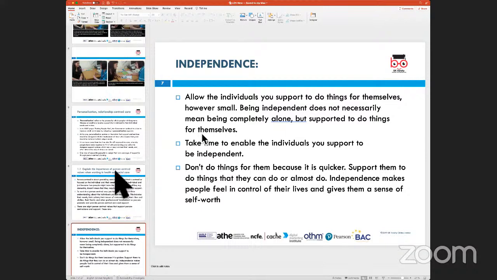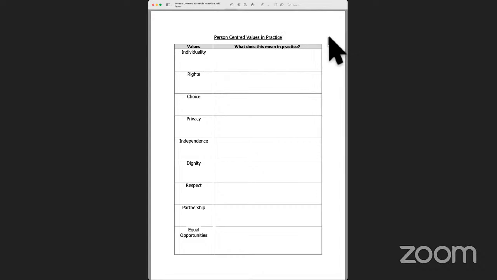For this, I have a brief template, which I'm going to share with you, and this template would cover task 1.1. Here, we are going to be discussing the 7 key values required when we talk about person-centered values. These are individuality, rights, choice, privacy, independence, partnership to a certain extent, and personalization, which is the concept which led to care being tailored to meet the requirements of individuals.